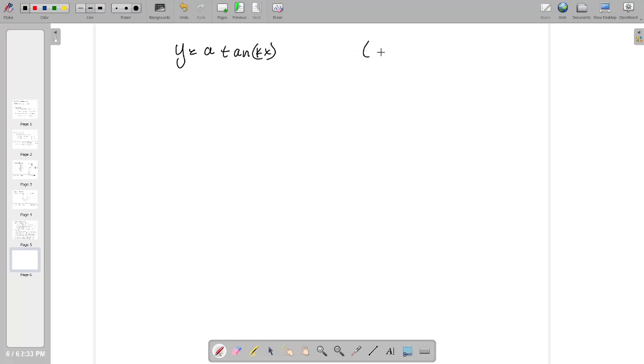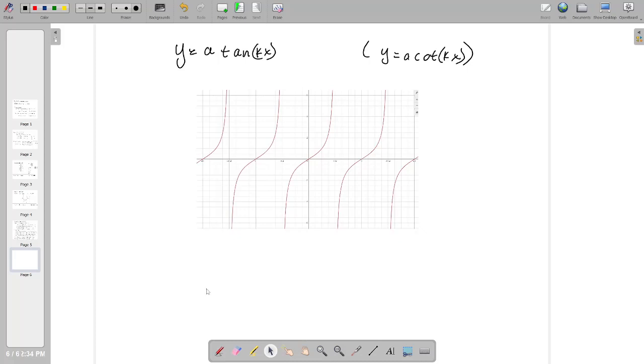We also are analyzing y equals a cotangent kx as well. But we're mostly just focusing on the tangent graph. Okay. So here's the graph of tangent. Remember that k is affecting the horizontal stretching and compressing. So if k is greater than 0, everything compresses towards the y-axis. If k is less than 0, everything stretches away from the y-axis.